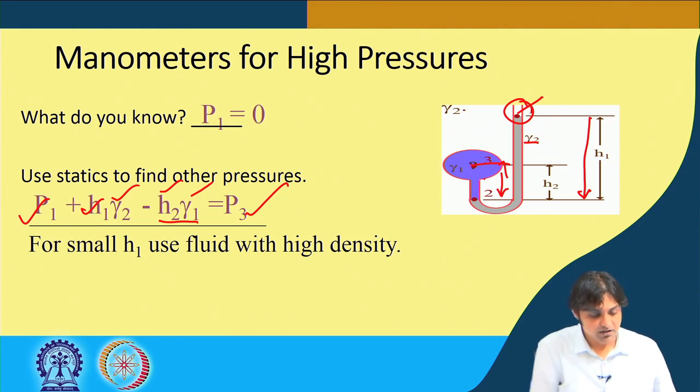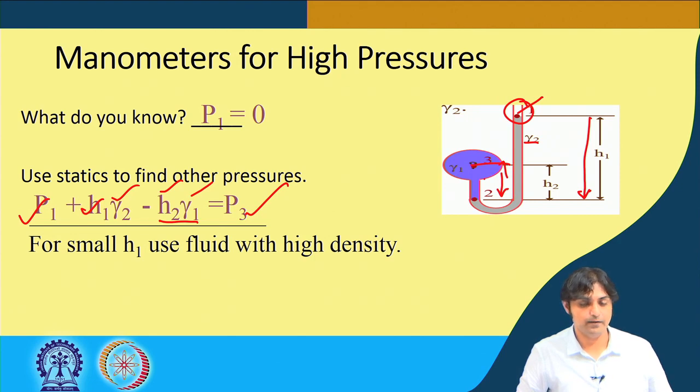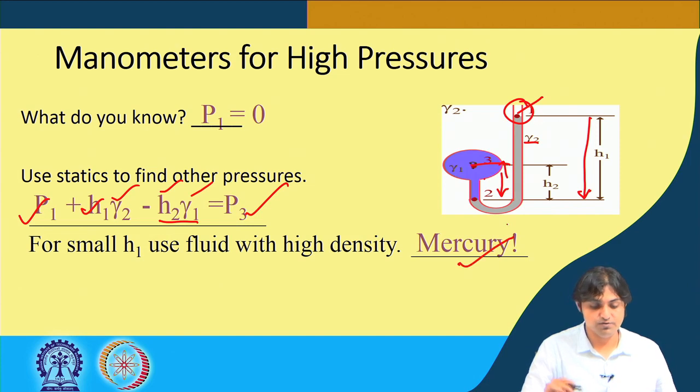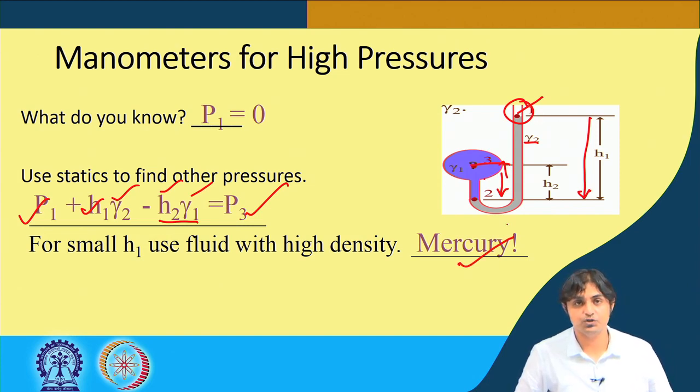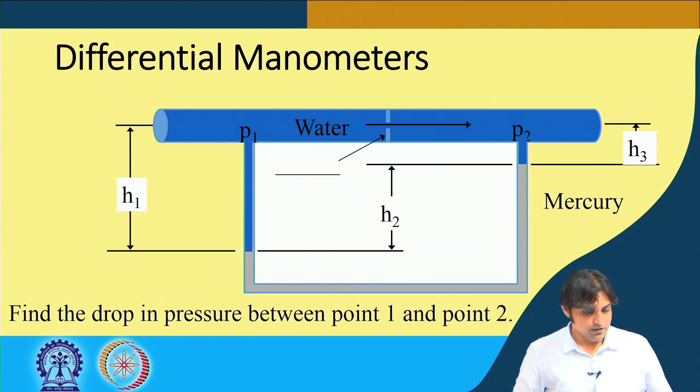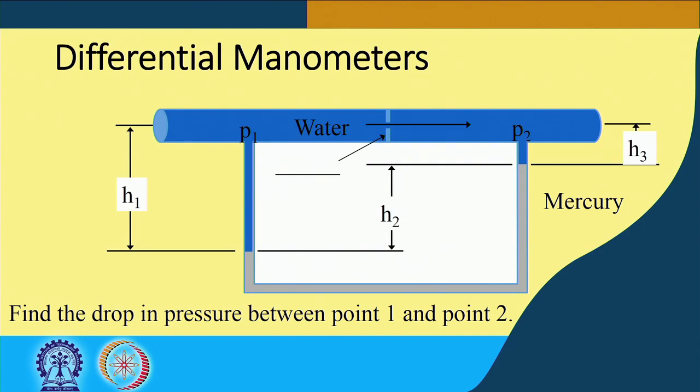For small h1, we use fluid with high density, because in reality the atmospheric pressure, P1, must be taken into account. So we generally use mercury in manometers. Okay, good. So I think we will start with this particular slide in our next lecture and talk about differential manometers. Thank you so much.